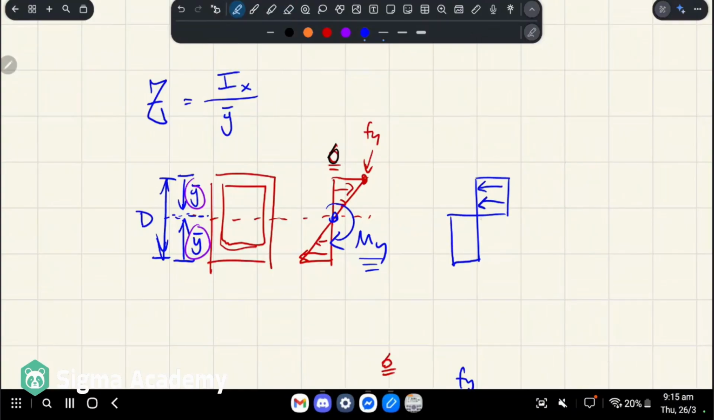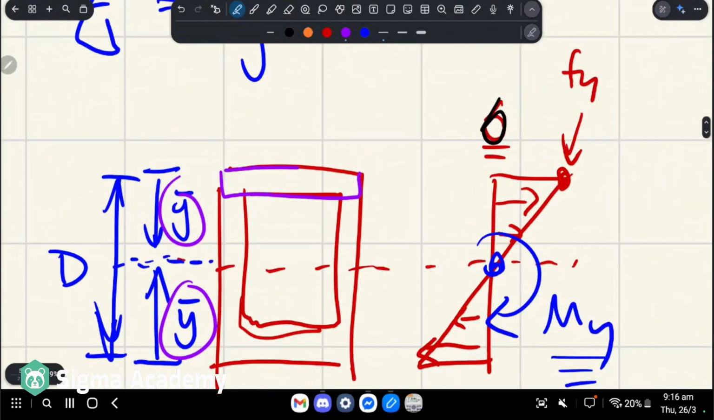Okay. So the idea is that everything is now yielded, okay? And let's just say the top's in compression, bottom's in tension. And we can turn these into force blocks, right? Now, force is equal to stress times area, right?